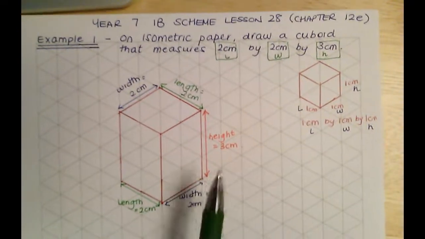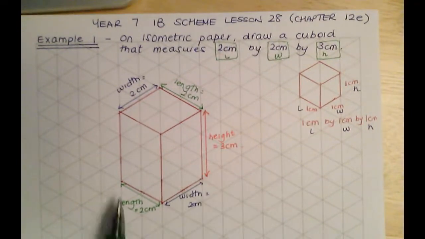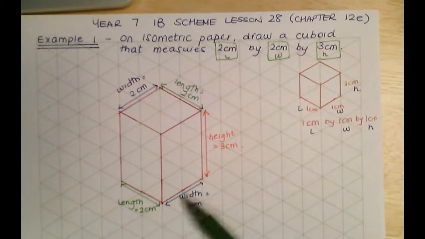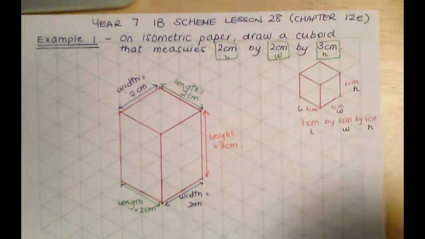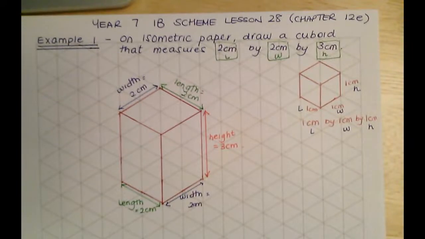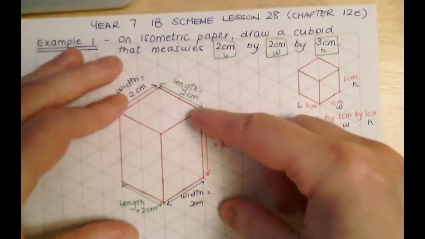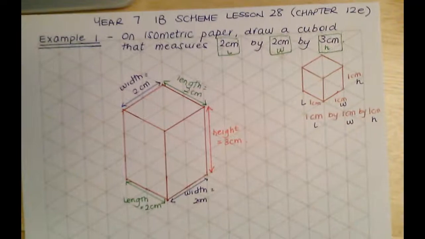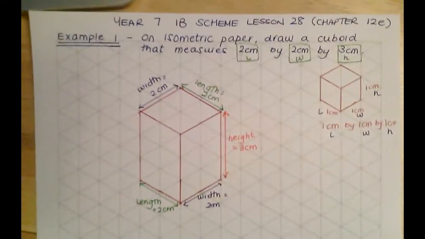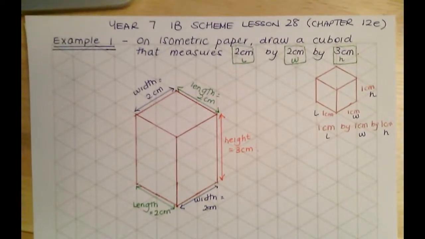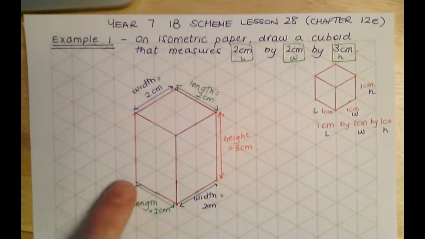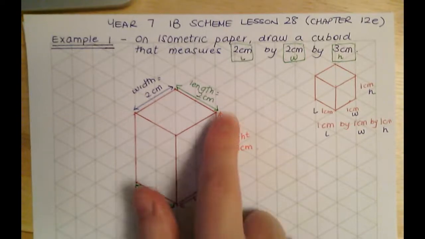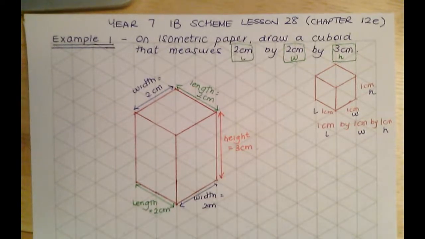So here we've now drawn a cuboid that has a length of 2, a width of 2 and a height of 3. Now in the answer in the textbook it looks very slightly different, but actually all it's done is rotate the shape. That's the only difference. So any that has 2, 2 and 3 would be absolutely fine.